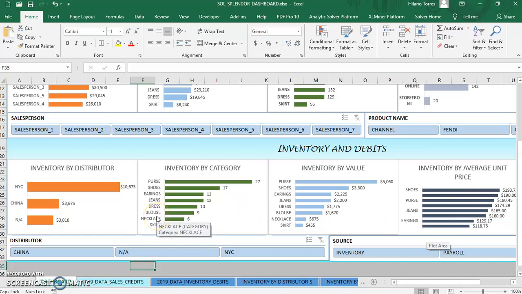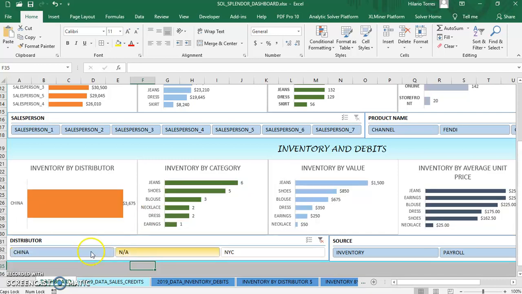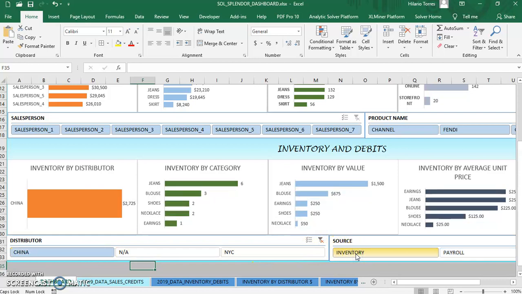And so let's say, for instance, right now you want to find out how much inventory have I taken in from China? Well, there you go. Just tap on China, and then you hit inventory, and it tells you exactly what you've gotten from China. From China, you've spent $2,725. You've brought in 6 pairs of jeans, 3 blouses, 2 pairs of shoes, 2 necklaces, and 1 set of earrings. Valued at $1,500 for the pairs of jeans, $675 for the 3 blouses, $250 for the earrings, $250 for the 2 pairs of shoes, and $50 for the 2 necklaces that you brought in.